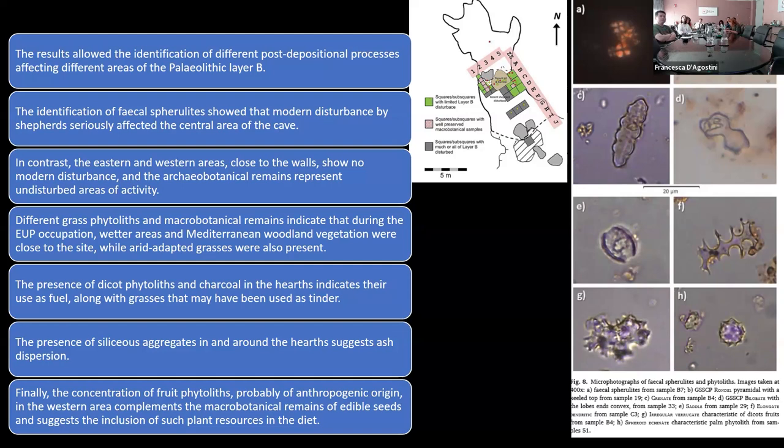We also see, and I didn't talk about this, the presence of siliceous aggregates. I don't know if you know what they are. It's a mix. They originated in the wood of dicots, and it's like a matrix of silica with other minerals. Sometimes it's difficult to identify them under the microscope because they look like clay, but they can be identified in the FTIR.